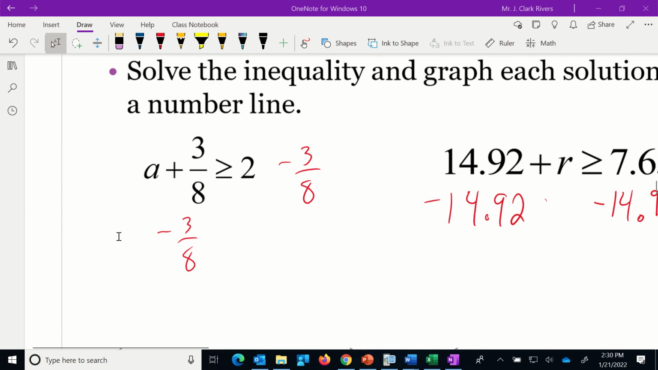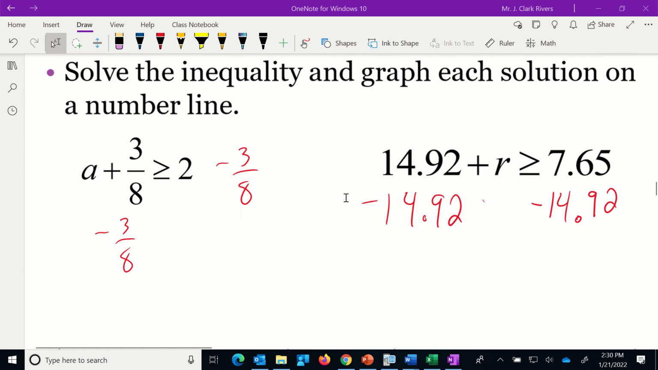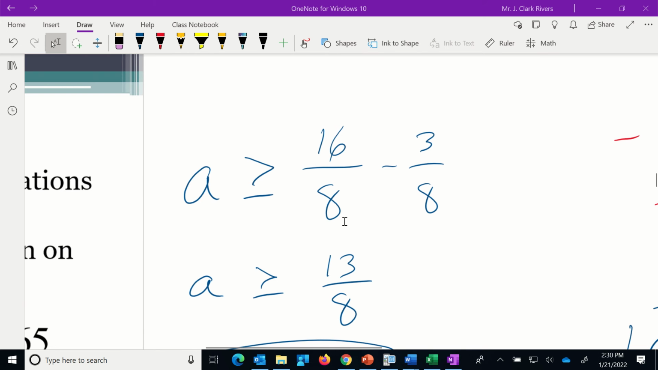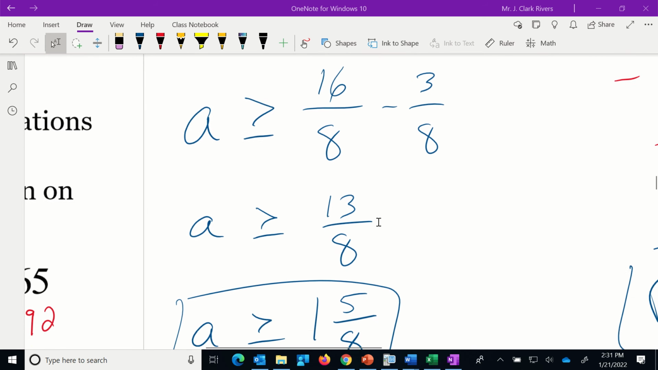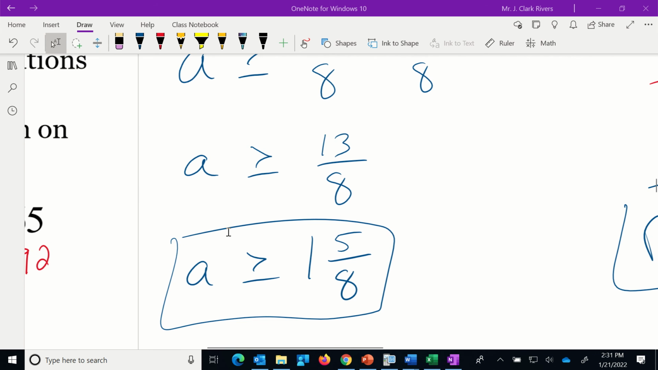I didn't record, sorry. So we're going to subtract 3/8 from both sides. Now, the common denominator of the 1 and the 8 is 8. So we slide over here. 2 becomes 16/8, right? 16 divided by 8 is 2. So 16/8 minus 3/8, we get 13/8. We're going to rewrite this so that it's a mixed number. That's 1 and 5/8, right? There's one group of 8 in 13. We're left with 5. So a is greater than or equal to 1 and 5/8.